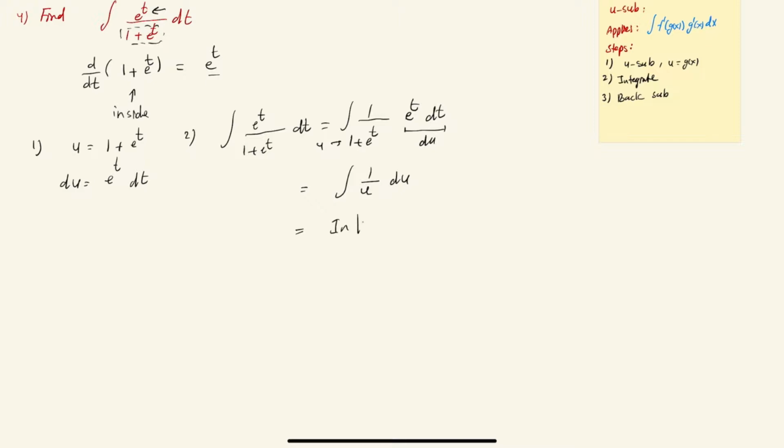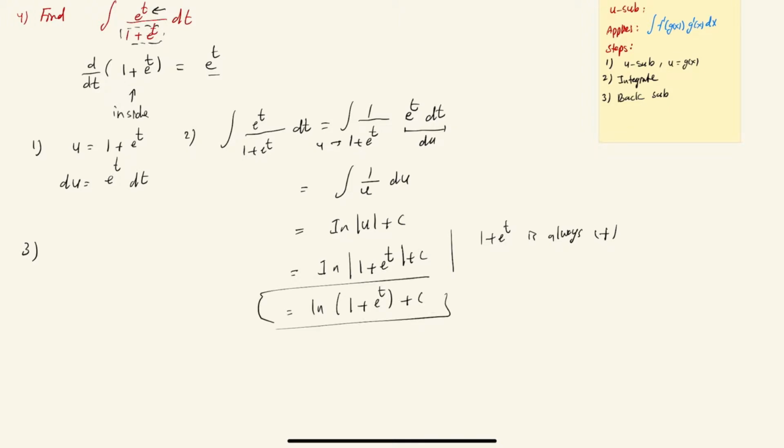Notice this is a way simpler form. The antiderivative is just the natural log of the absolute value of u plus c. Step number 3 is to back substitute the function of u from step number 1. Notice in here that the function 1 plus e to the t is always positive for positive values, negative values, and a 0 value. Therefore, it's just going to be the natural log of 1 plus e to the t plus c. We remove the absolute values.